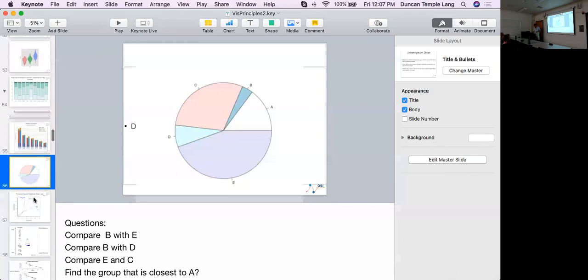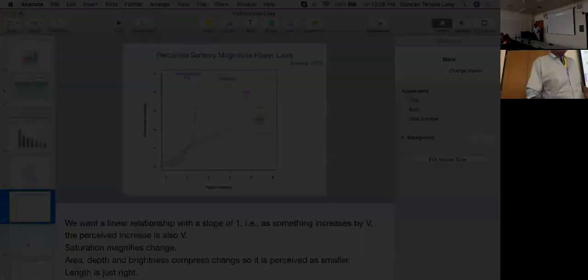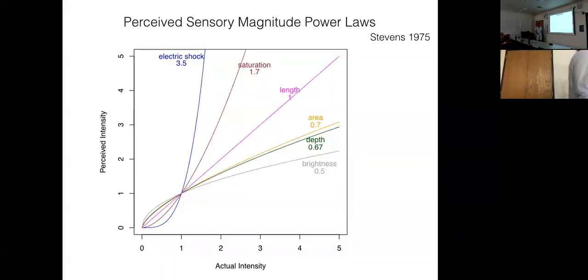So this I'm going to just quickly go through. This is from psychophysics, back in 1975. It's various different things, the experimentation and some theoretical ideas. This is what we're going for. If you give somebody an electric shock and you increase it by 1 unit, they think of it as being a big change, much more than the actual unit. It's a factor of 3.5.